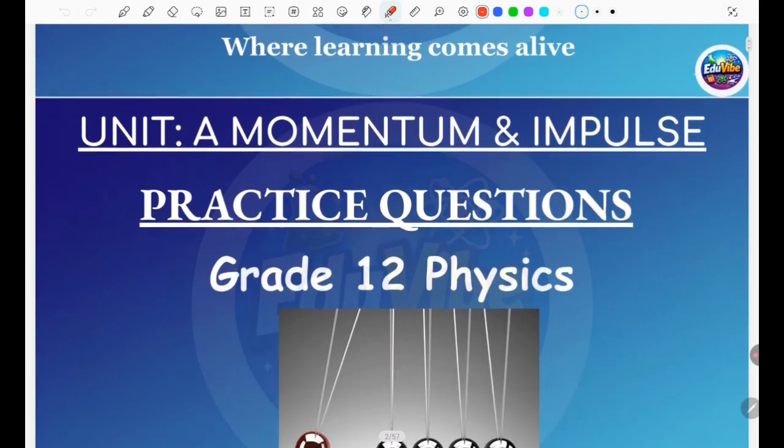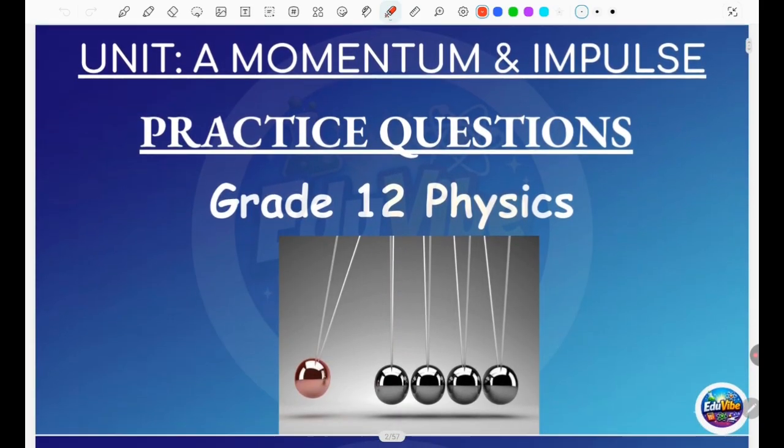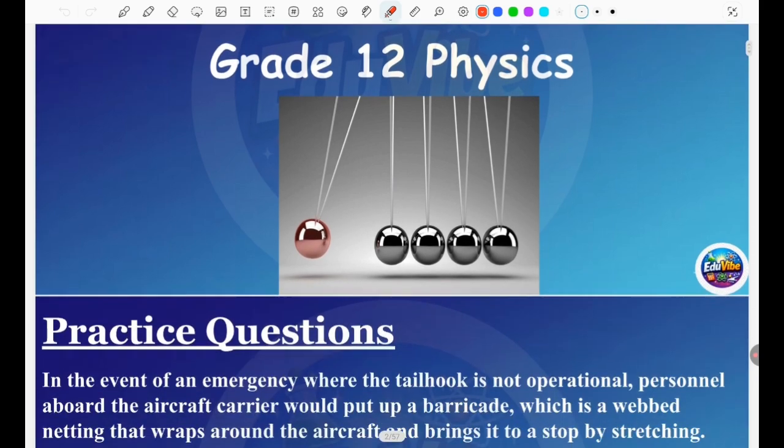Today we will start with the practice questions. We will cover the first half of the unit on momentum and impulse, which is interactions in one dimension. Today we are doing the practice questions for that first half. Then in the next lesson we will move on to the next half of this unit. So let's start with this practice question.